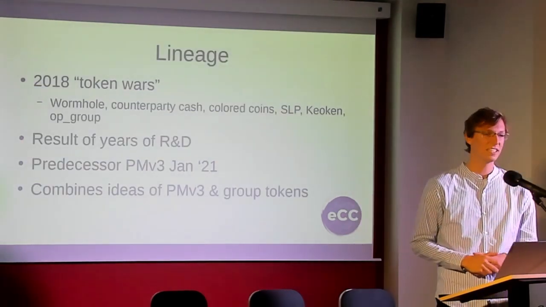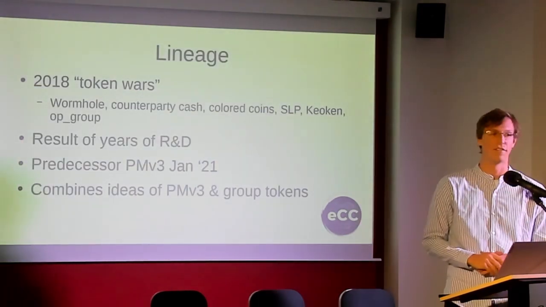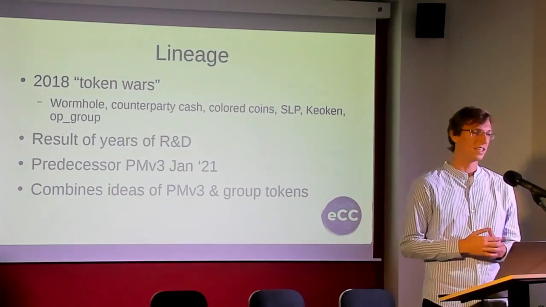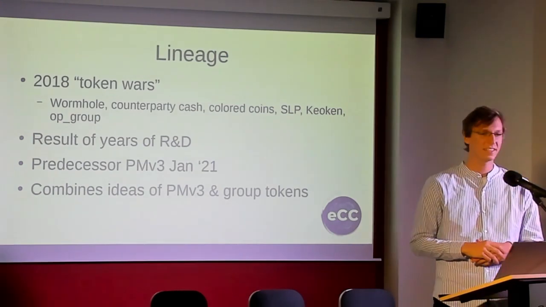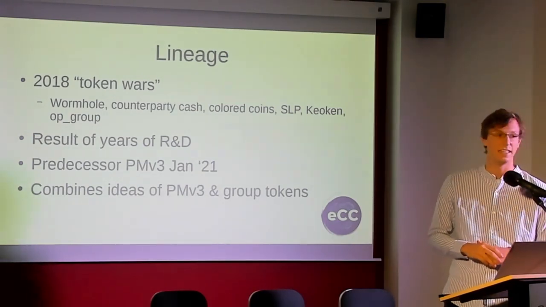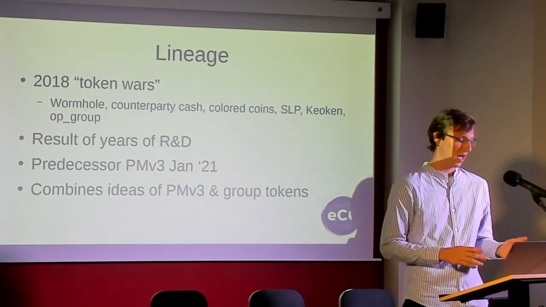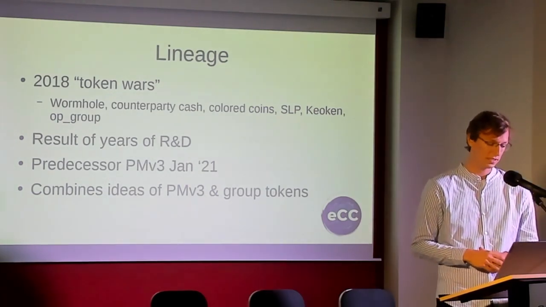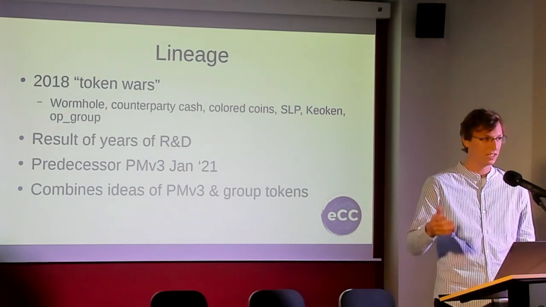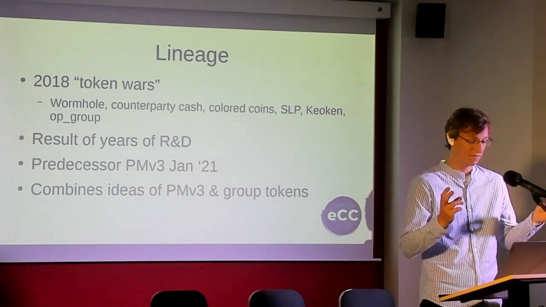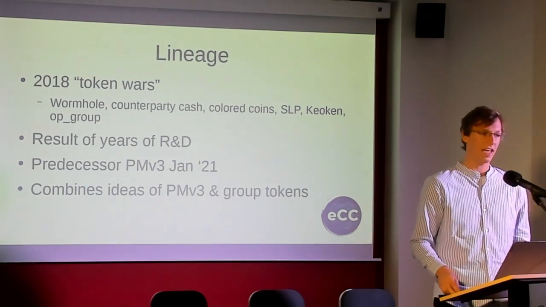So what's the lineage? Cash Tokens didn't come out of nowhere. On Bitcoin Cash in 2018, we had something that was called, tongue-in-cheek, the token wars. There were many ideas for different token schemes. Wormhole was one of the popular ones. There was also Counterparty Cash, Colored Coins, SLP, which became one of the victors, I guess, CashToken and OP_GROUP.